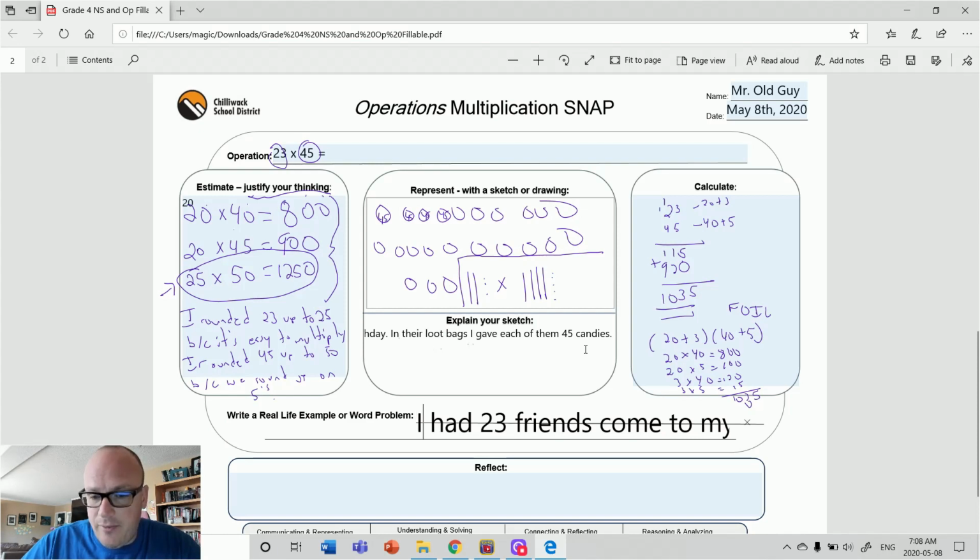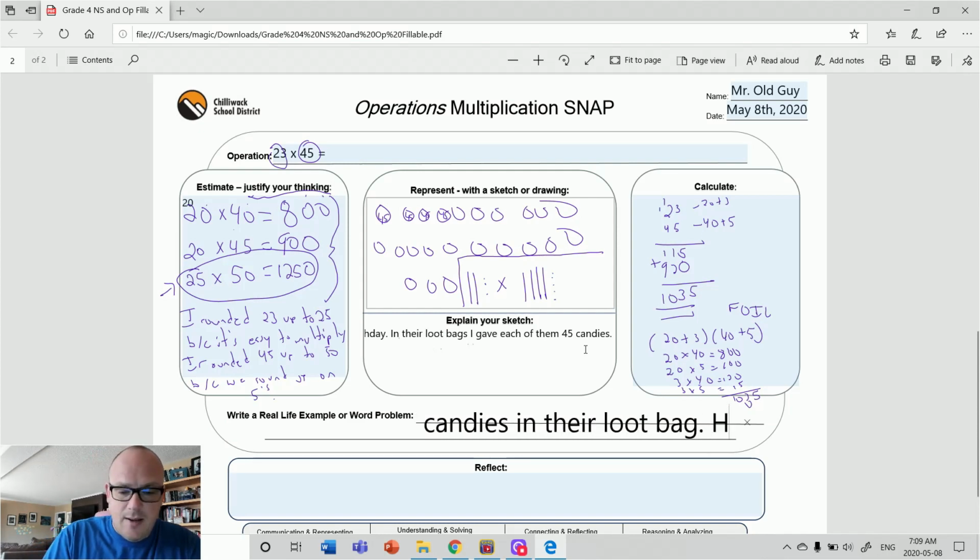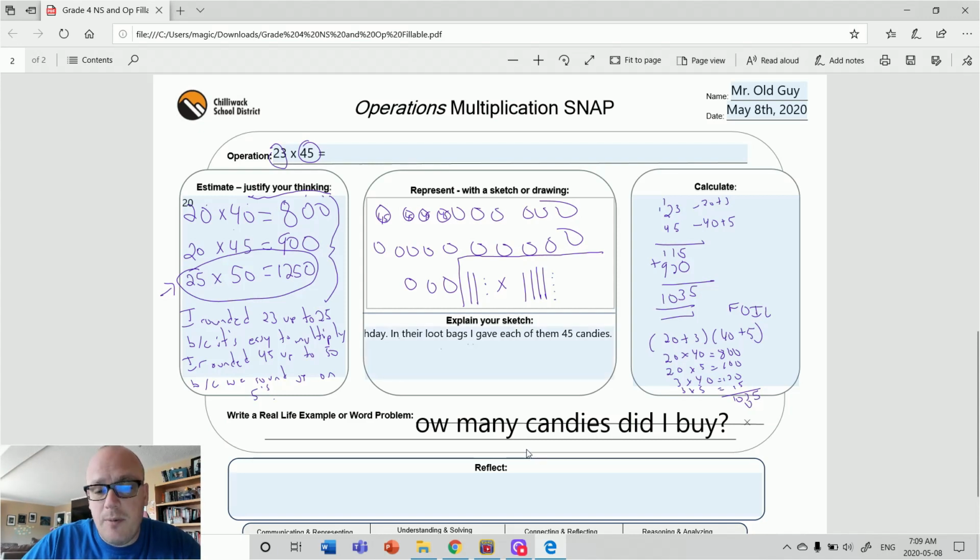I had 23 friends come to my birthday. Each got 45 candies in their loot bag. How many candies did I buy? So now that's a word problem because it's talking about how many candies we need to buy. If I know I have 23 friends coming to my birthday party and I want to give each one of them 45 candies in their loot bag, how many candies do I need to buy at the store? Well, if I just work it out, it would be 1,035.